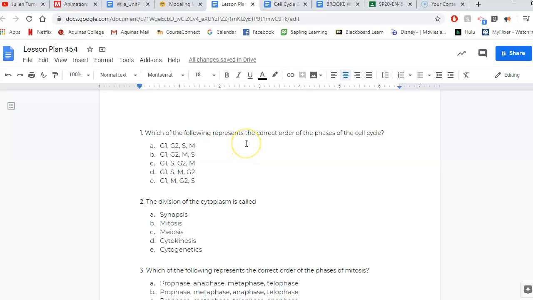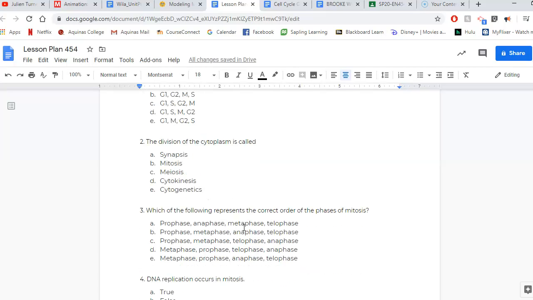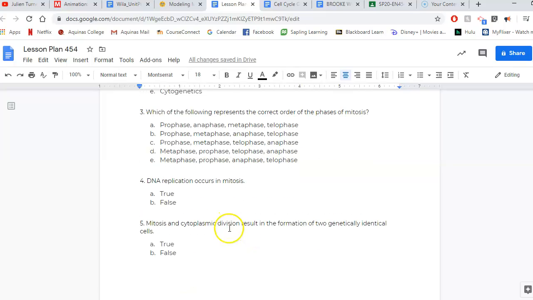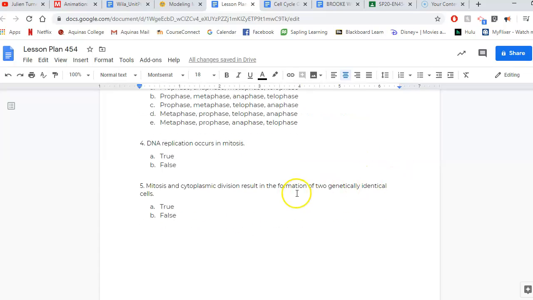Which of the following represents the correct order of the phases of the cell cycle? The division of the cytoplasm is called. Which of the following represents the correct order of the phases of mitosis? Think of your fun poem here. DNA replication occurs in mitosis, and mitosis and cytoplasmic division result in the formation of 2 genetically identical cells. Whoa, it's almost like somebody said that was very important.